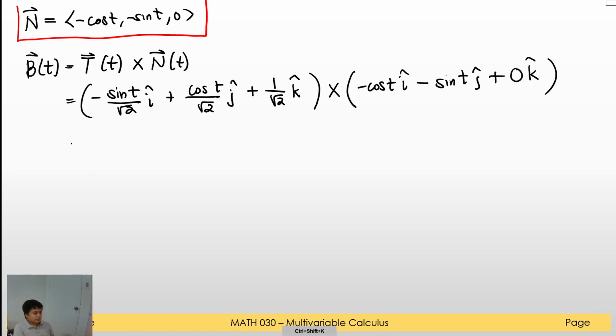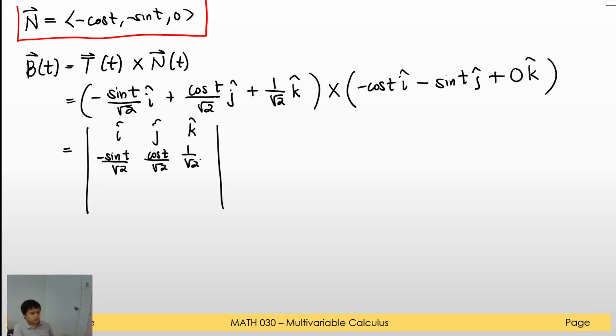Now how do we perform the cross product? We can create a determinant of these two. So make this larger. We have i, j, and then k. The first row is the tangent vector, so this will be negative sine t over square root of 2, cosine t over square root of 2, and then 1 over square root of 2. Then negative cos t, negative sine t, and then 0. So how do we perform this, the crisscross rule?